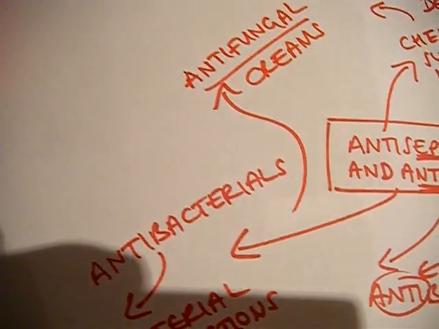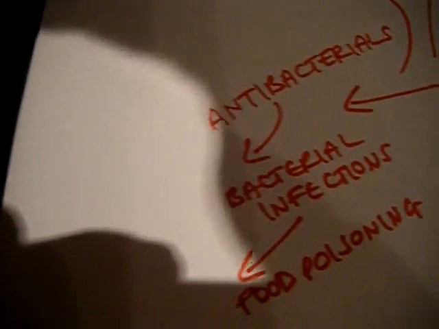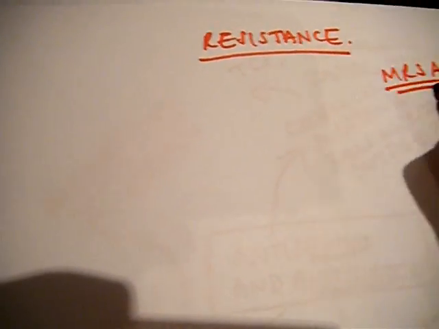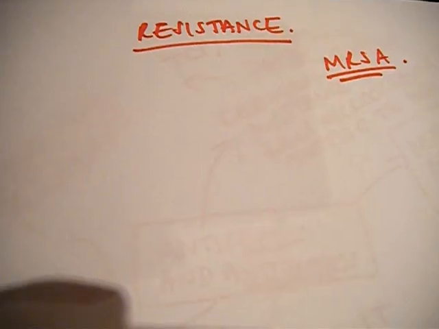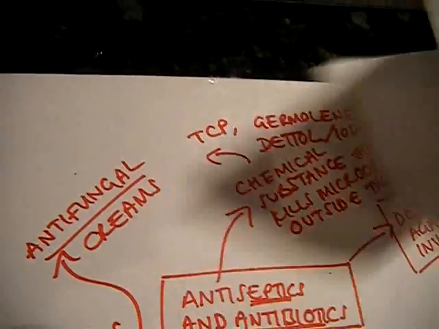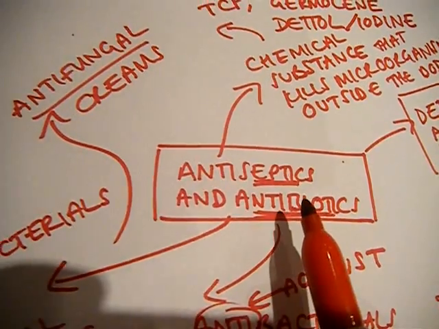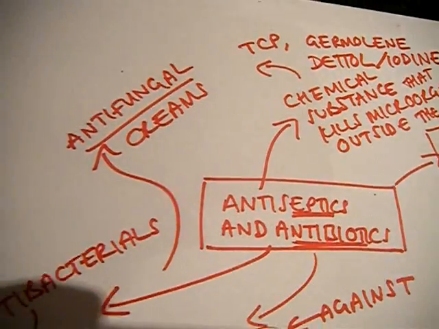So that's that done. Next we need to talk about resistance, about how certain bacteria are basically superbacteria and they can develop this thing called resistance. So in the next video we're going to talk about MRSA, which is basically the name of a superbug which came about through the misuse of antibiotics. So that's the next video.